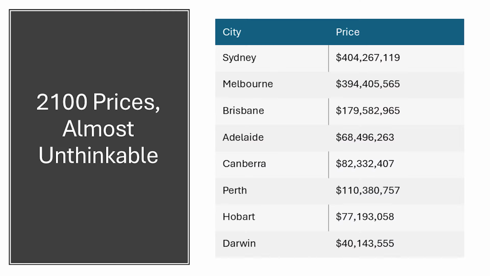Sydney, 404 million, Melbourne, 394 million, Brisbane, 179 million, Adelaide, 68 million, Canberra, 82 million, Perth, 110 million, Hobart, 77 million, and Darwin, 40 million. Now, I know it's not the most, should I say, positive thing to say, but realistically, if we continue to print money and we vote these parties in, this will happen. I'm telling you, it's undoubtable, unquestionable, it will happen.